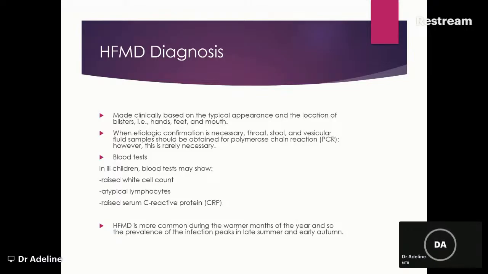Blood tests are done only in children who are ill with this disease, and in that case, there might be raised white cells, atypical lymphocytes, and raised CRP. HFMD is more common during the warmer months of the year, and so the prevalence of the infection peaks in late summer and early autumn.